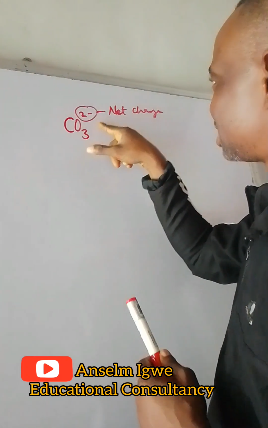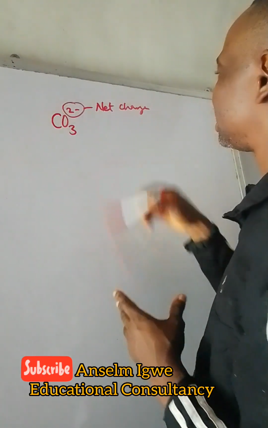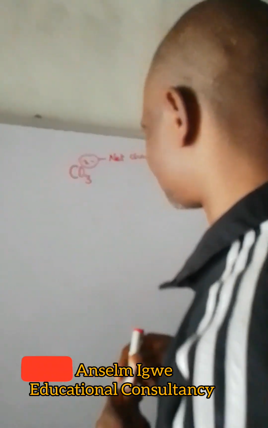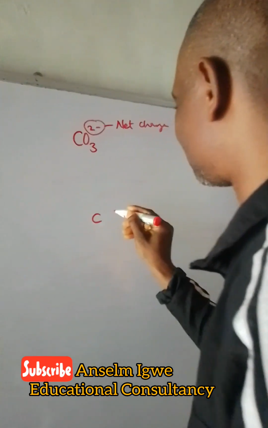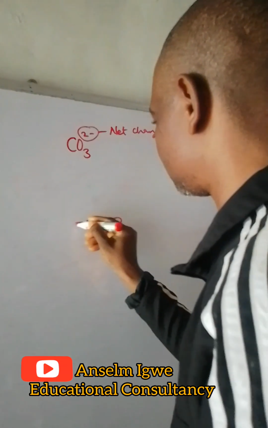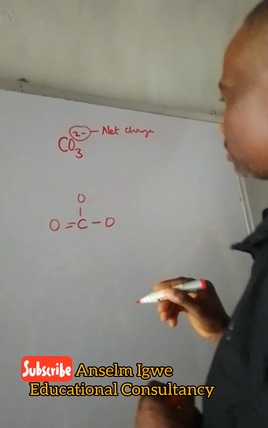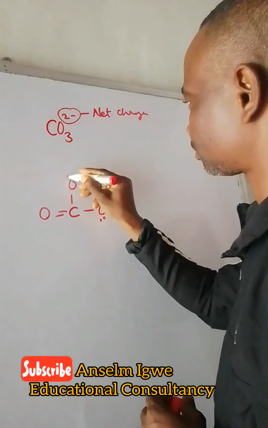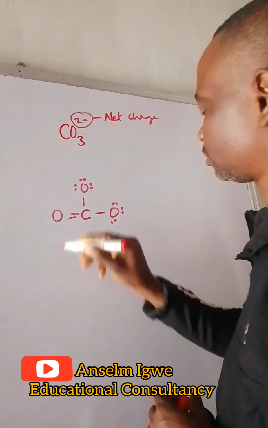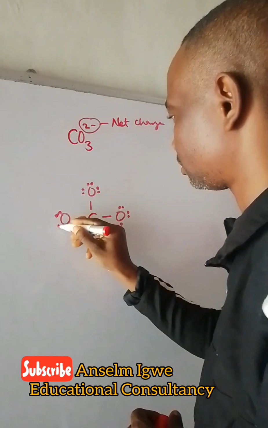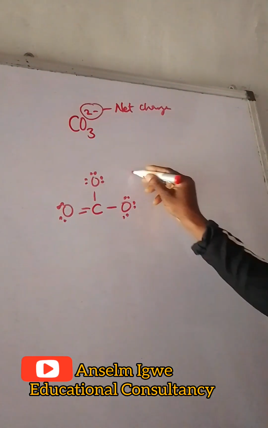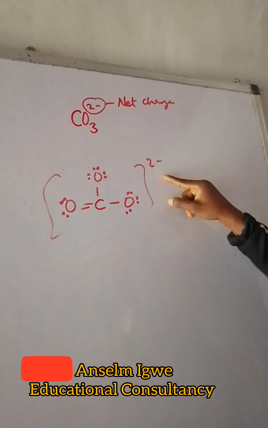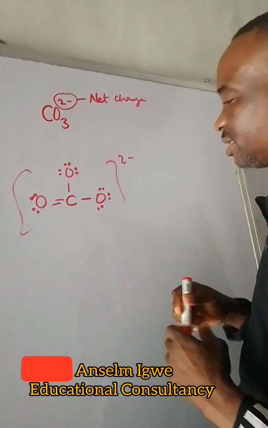But how was this net charge gotten? The net charge was gotten by summing all the formal charges of these atoms. For instance, CO3 2- is represented this way. This is CO3 2-. Now we want to look at how 2- was gotten by calculating all the formal charges.